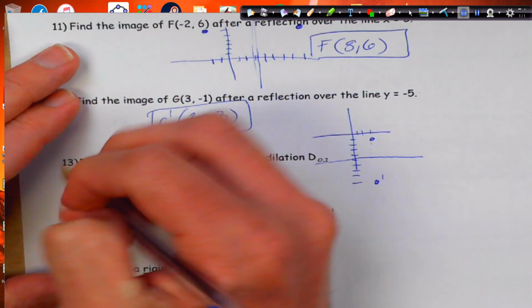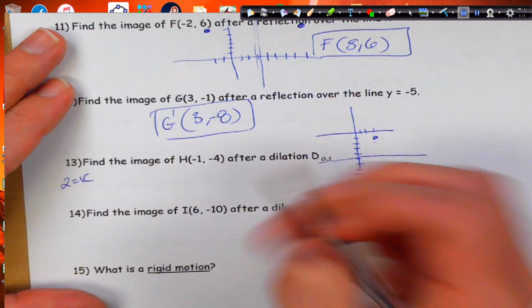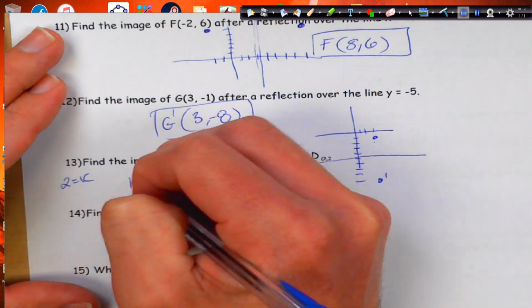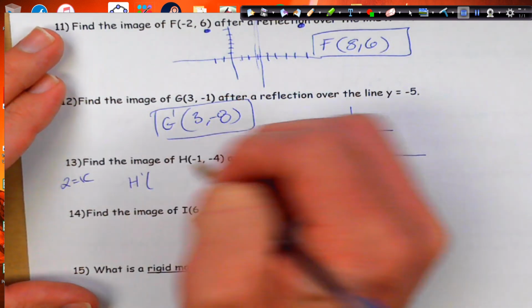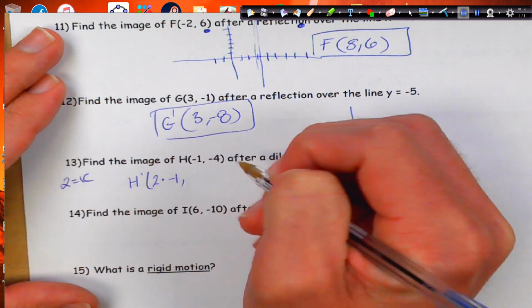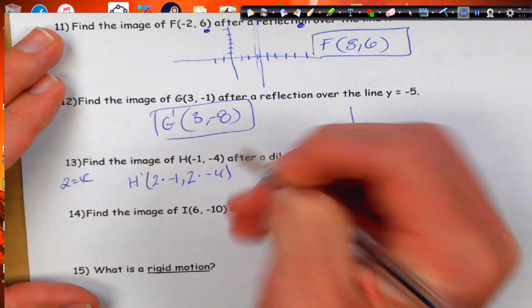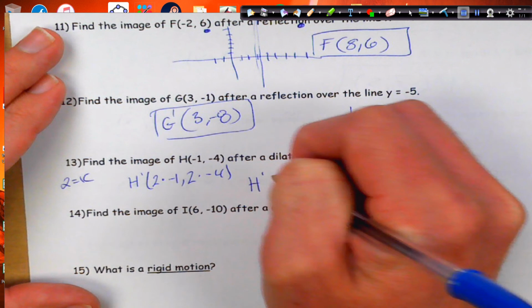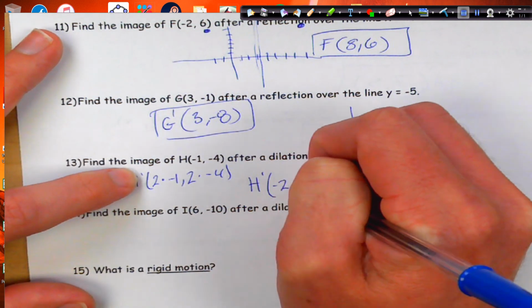Find the image after a dilation 0, 2. 2 is the scale factor, which is k. And so I just have to multiply it. So H prime is going to be 2 times negative 1, and then 2 times negative 4. So we get H prime to be negative 2 comma negative 8.